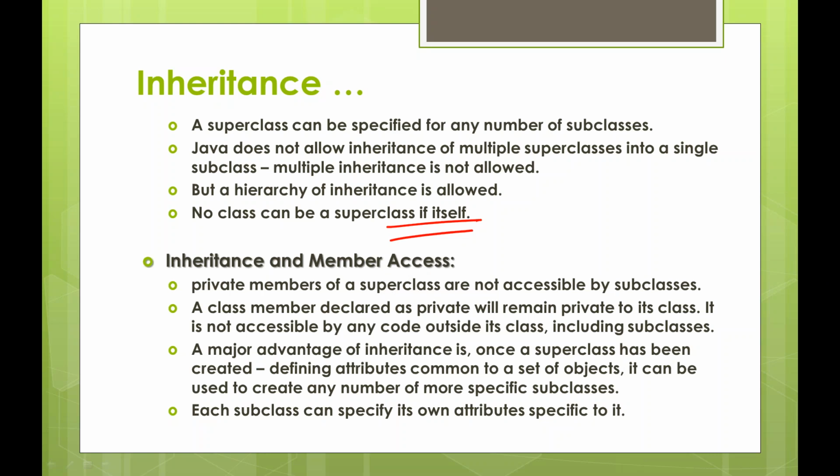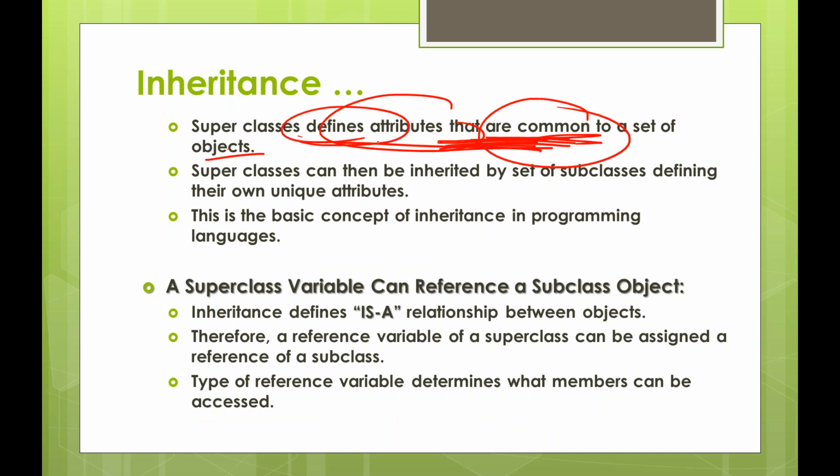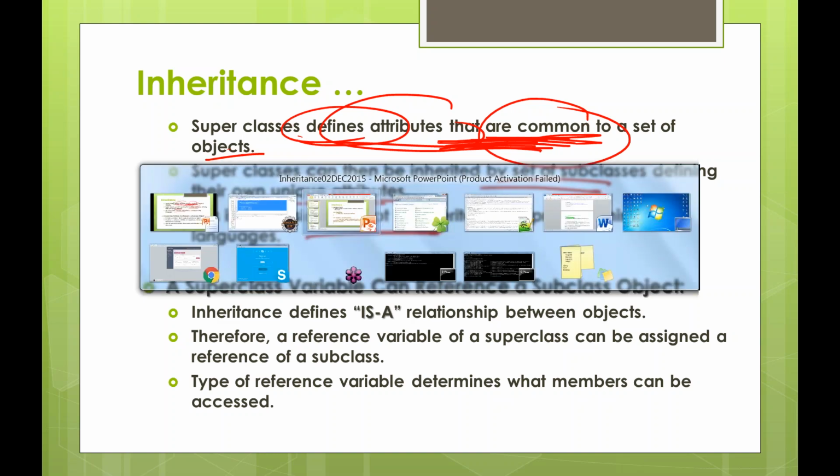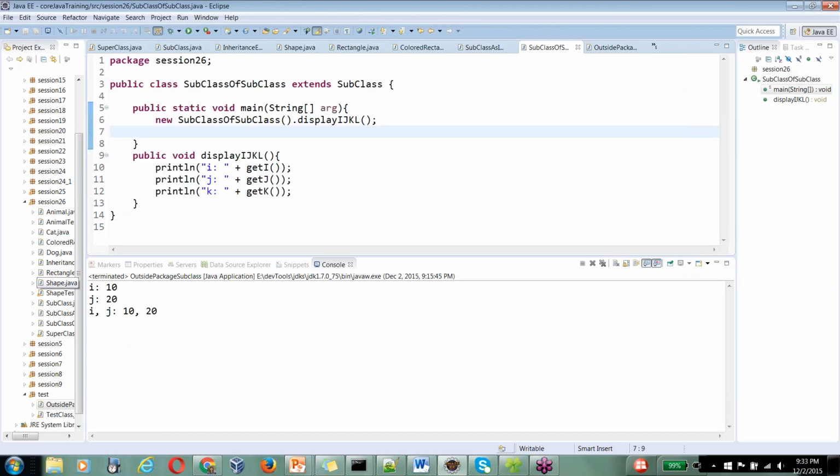That's what member access is. We say the same thing again and again so that it cements the concept in our mind. For a common set of objects, we define common attributes, and we use subclasses with unique attributes. This is the basic concept of inheritance. So let us see a couple of examples.